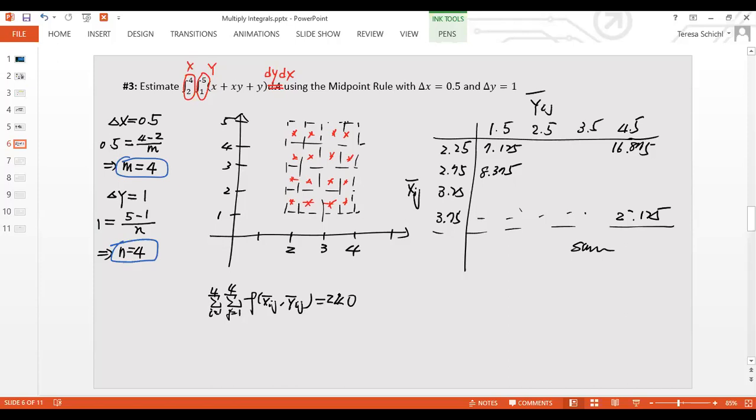So what is my delta area? Delta area is delta x times delta y, which is 0.5. So my Riemann sum is 240 times 0.5, which is 120. That will be my Riemann sum here.